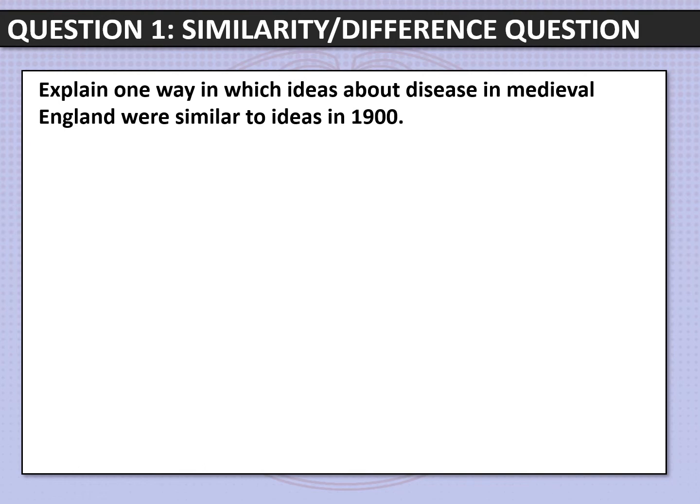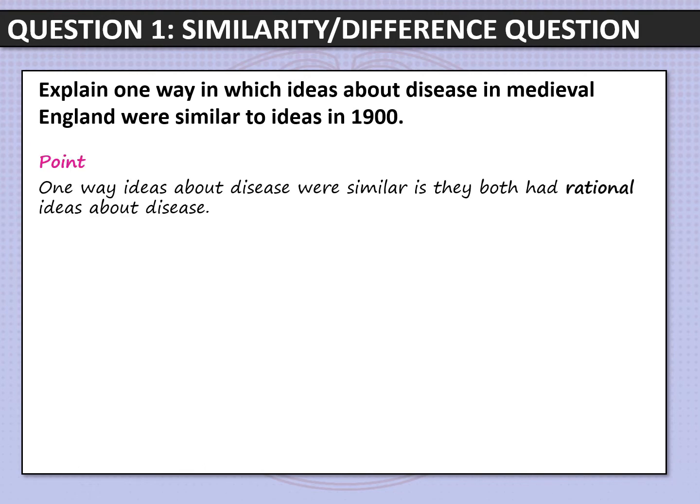Let's look at what an answer might look like. Now remember, because this is only worth 4 marks, we're not going to write very much on it, only about 3 sentences. Our first sentence is going to be our big point. So in this case, one similarity between the 2 periods is that they both had rational ideas about disease. Now I need to support that with an example from both time periods.